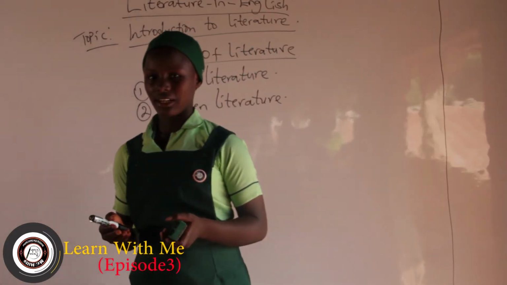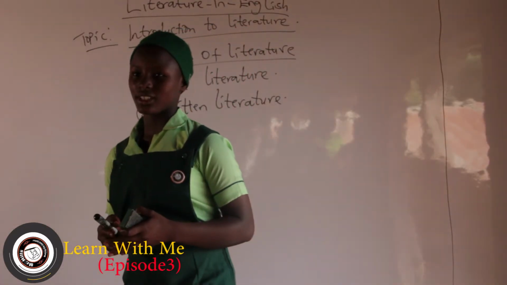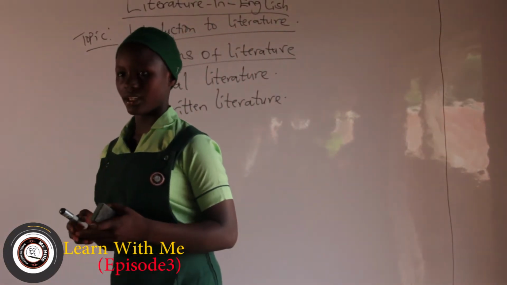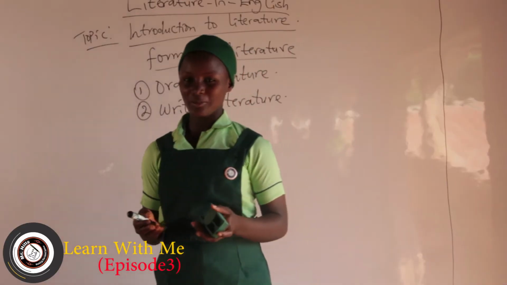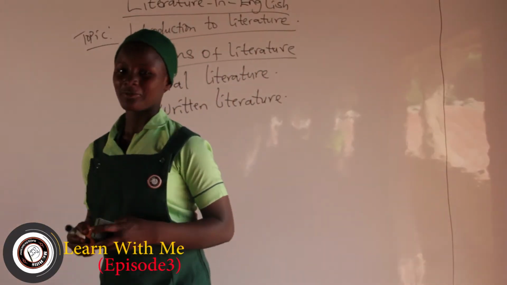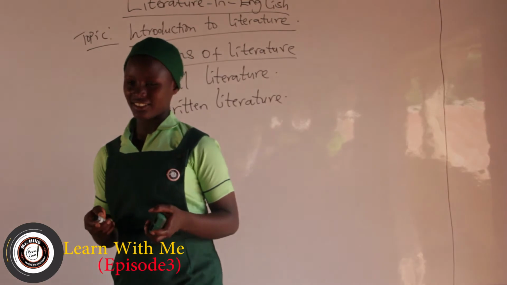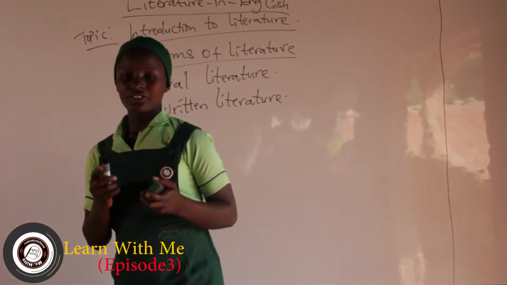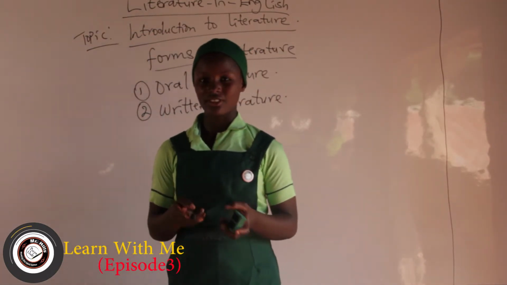Now let us look at written literature. Written literature is the form of literature written down for us to read and learn from it. This is the most modern form of literature. It involves writing things like articles, newspapers, novels, and so on.